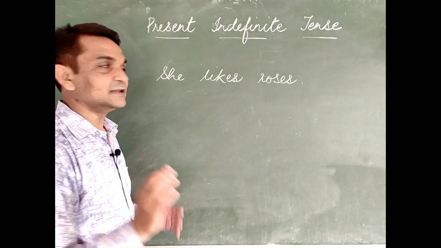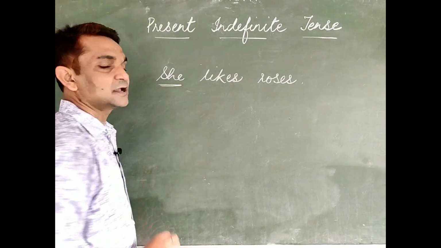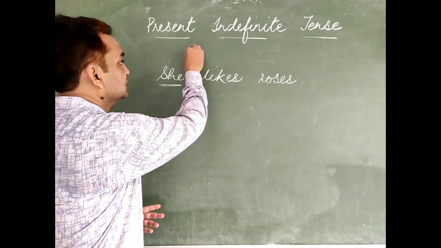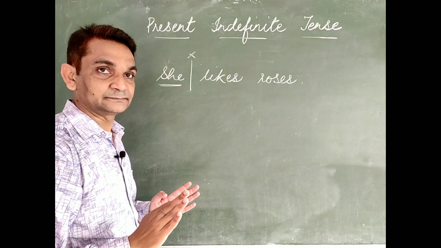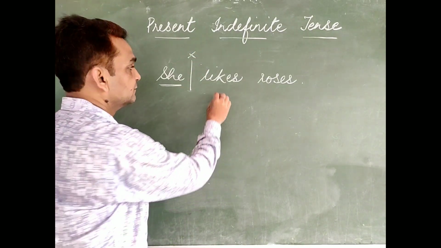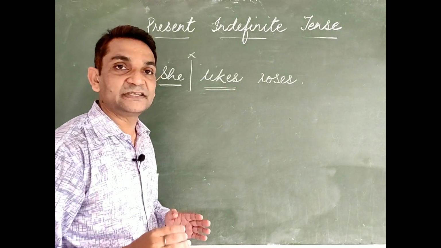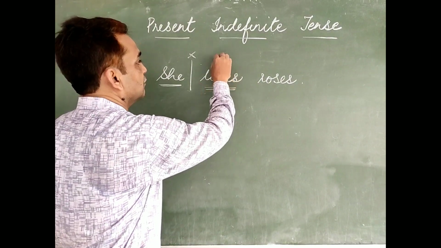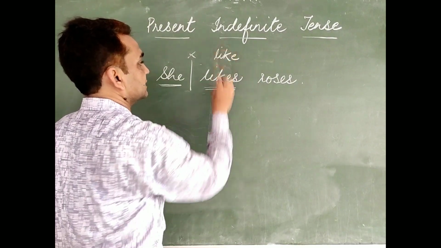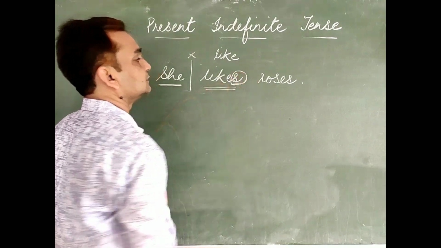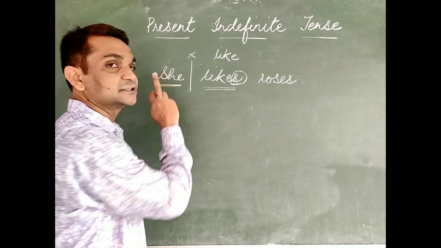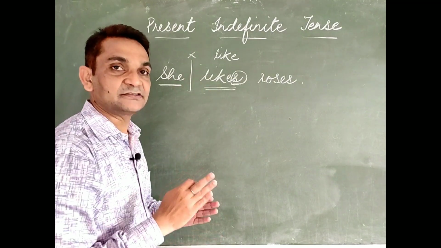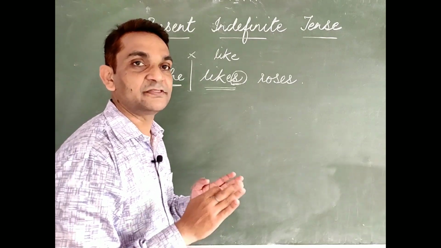Now you can see very well that the subject she is singular, ek vachan hai ye. So we have not used any helping verb over here. Instead of using helping verb, we have moved to the main verb. Main verb means action word which tells about action. Now the first form of likes is like, but we have added s over here. Why? Because she is singular subject, and when the subject is singular, we will have to add s or es in the present form of the main verb.